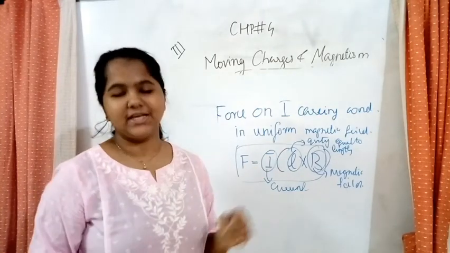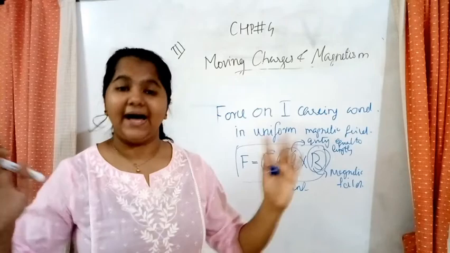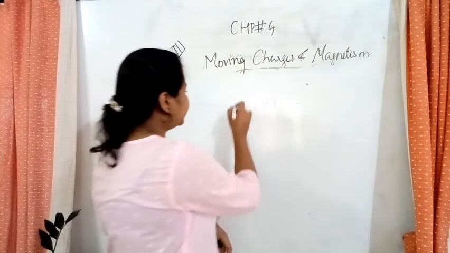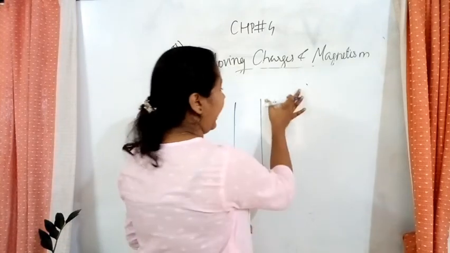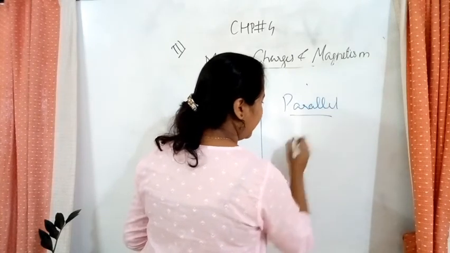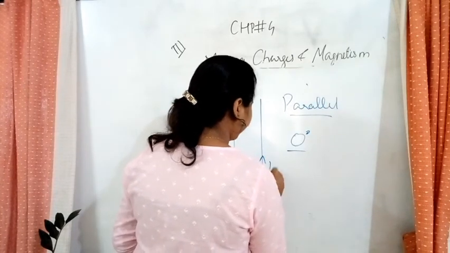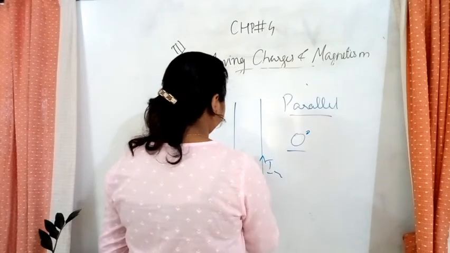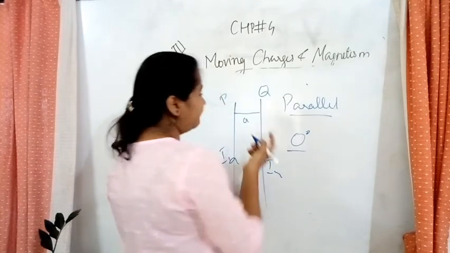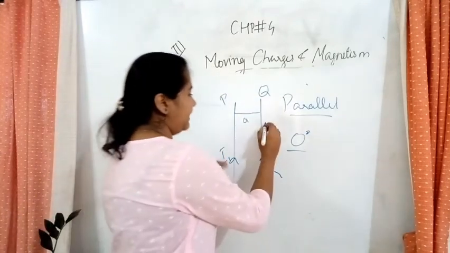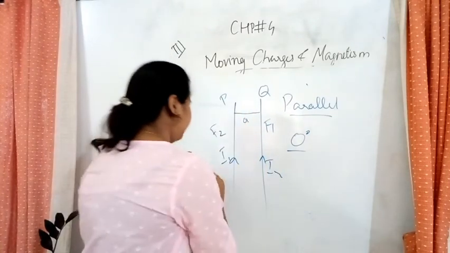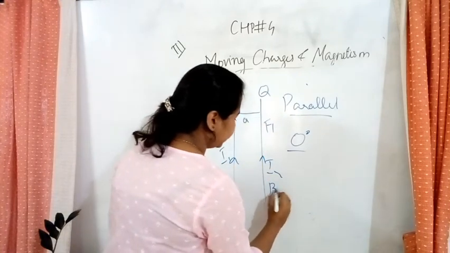So with this equation, we have to learn about the force experienced by two parallel conductors. Now, the first application is for parallel conductors. And for parallel conductors, the angle between them is 0 degree. This is I2, this is I1, this is P, Q, and it is at a distance A. The force experienced by Q due to P is termed as F1 and this is F2. The magnetic field produced by P is B1 and by Q is B2. This is how you usually take.